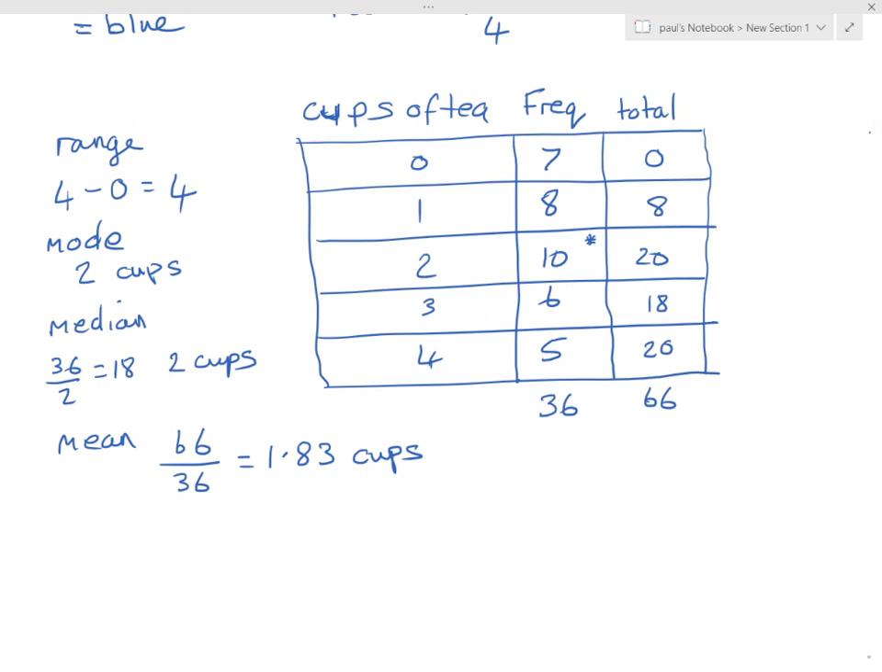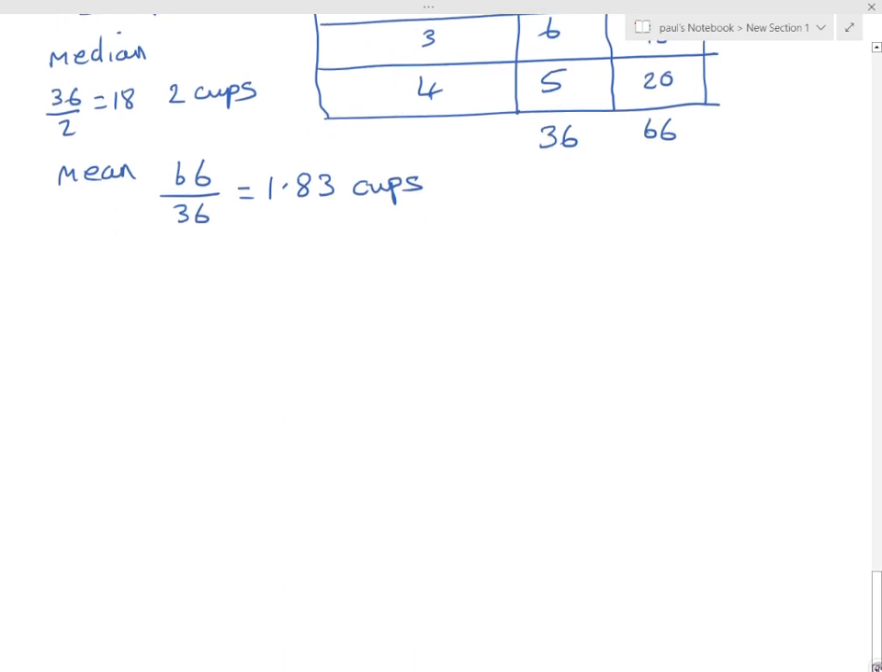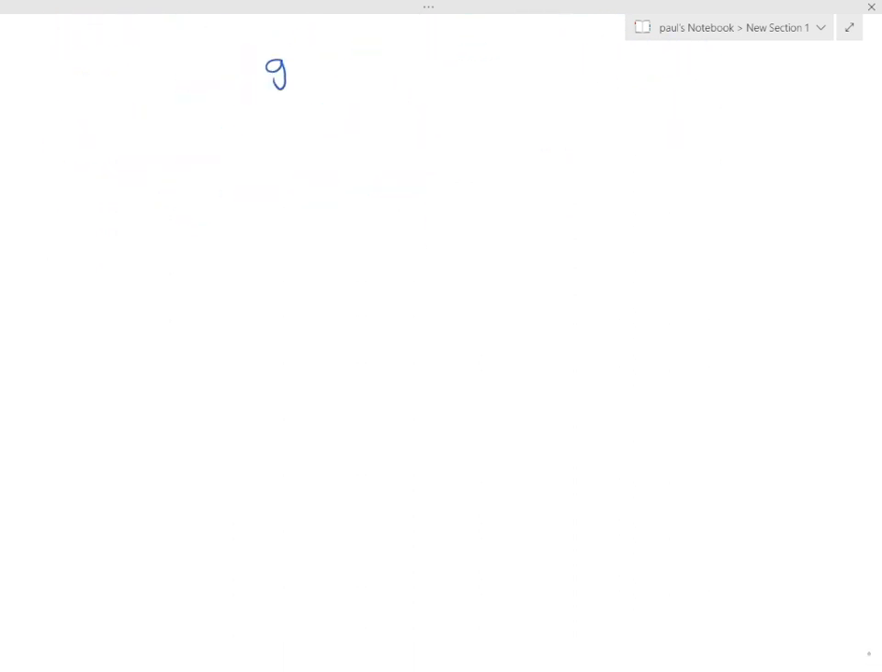Now, this is discrete data. There is no sort of crossover. Nobody drank 1.5 cups or drank a cup and left it to go cold or forgot they had one. You either drank 1 or you didn't. You either drank 2 or you didn't. Now there's another kind of table, and this table is called grouped frequency tables.